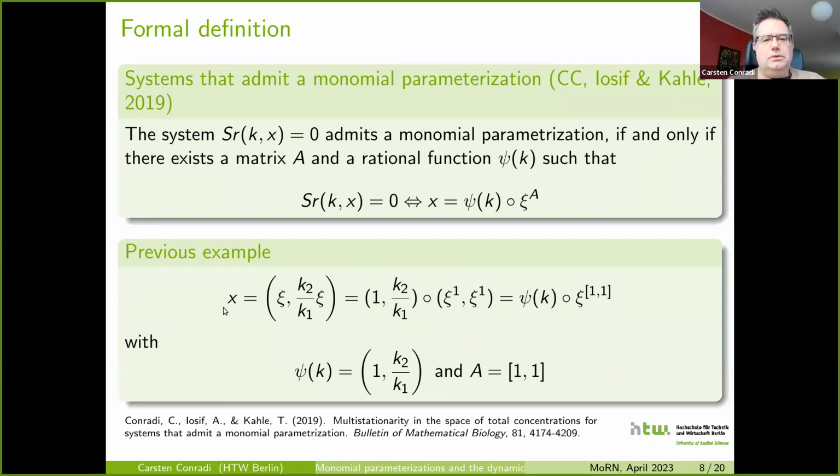In the previous example, we have seen that the steady states are of this form, where I have replaced the xa with the xi. And if we look closely, we see that we can factor it in terms of this xi, which is just the vector 1 and k2 over k1, and this monomial vector, which in this case is very simple because we have just the linear monomial xi. But nonetheless, the exponent is 1, 1, and this exponent goes into this matrix. So this parameterization, as every monomial parameterization, gives rise to these two objects, the rational function in the rate constants and the matrix.